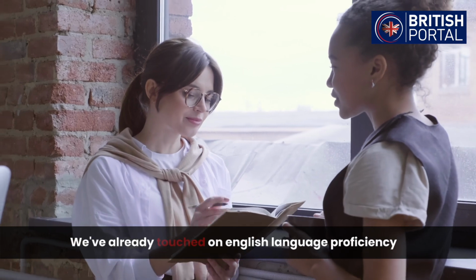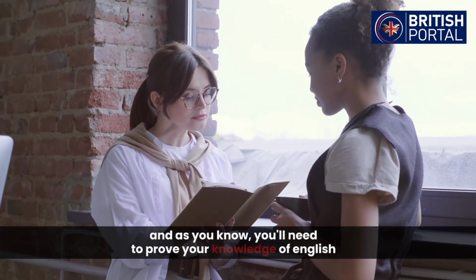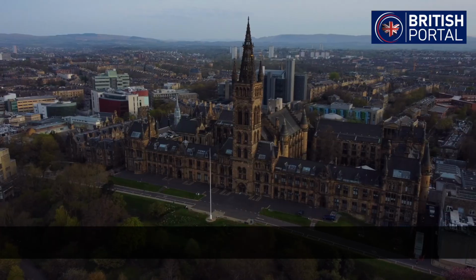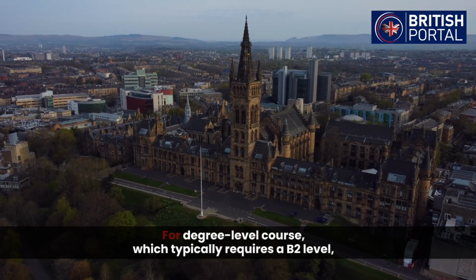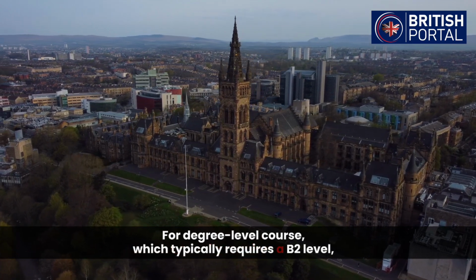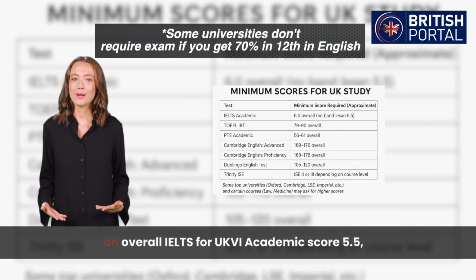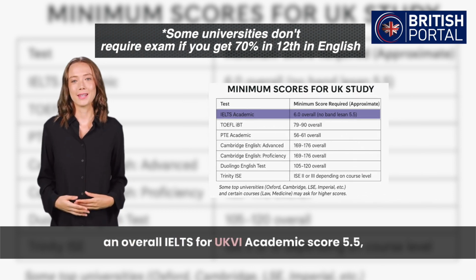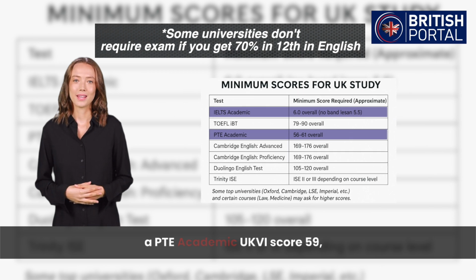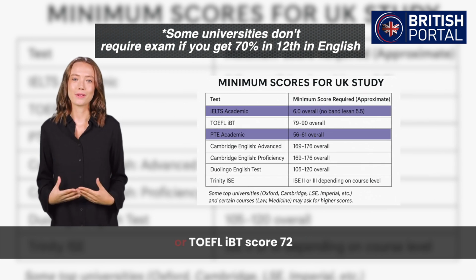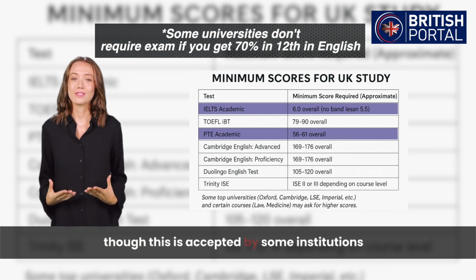We've already touched on English language proficiency, and as you know, you'll need to prove your knowledge of English unless you are exempt. The UKVI accepts several English language tests for this purpose. For a degree-level course, which typically requires a B2 level, some of the minimum scores you might need to achieve include an overall IELTS for UKVI Academic score of 5.5, a PTE Academic UKVI score of 59, or a TOEFL iBT score of 72, though this is accepted by some institutions.